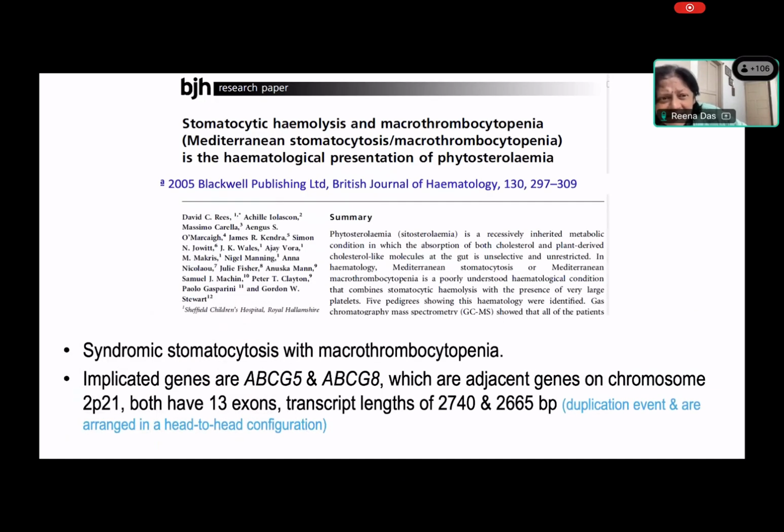This is a description of stomatocytic hemolysis with macrothrombocytopenia, also known as Mediterranean stomatocytosis. The genes which are implicated are ABCG5 and ABCG8. These are basically on chromosome 2, but we don't need to remember so much of these. Usually, this is an autosomal recessive condition. So if we test the parents, we'll find that some of them will have some stomatocytes, and people are now identifying this condition actively. Earlier, we didn't know very much about it, but if you look at a smear, it is very apparent that there are so many stomatocytes, right?